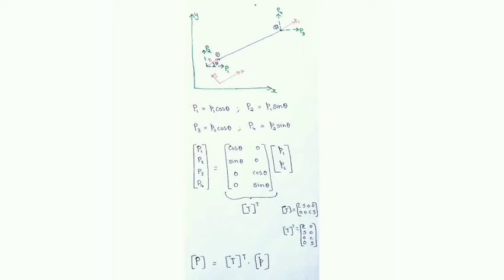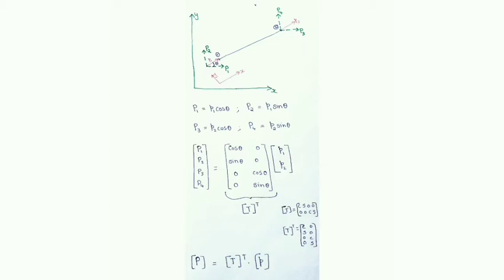That is, capital P1 and capital P2 are the global components of local force small p1, and similarly P3 and P4 are the components of local force small p2. Now, as usual, the components can be written as global P1 equal to small p1 cos theta, global P2 equal to small p1 sin theta, global P3 equal to small p2 cos theta, global P4 equal to small p2 sin theta.